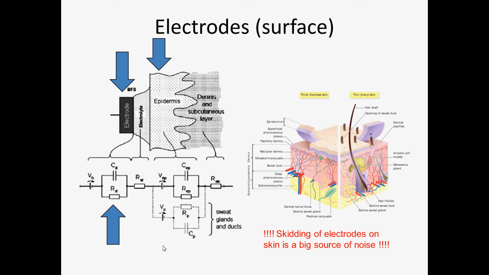So in order to clarify how difficult it is to model electrodes, and if you do electrophysiology experiments involving human participants, you're going to place lots and lots of electrodes. This model gives you an idea of how difficult it actually is to take into account the interface between the electrodes, for example, and the skin.